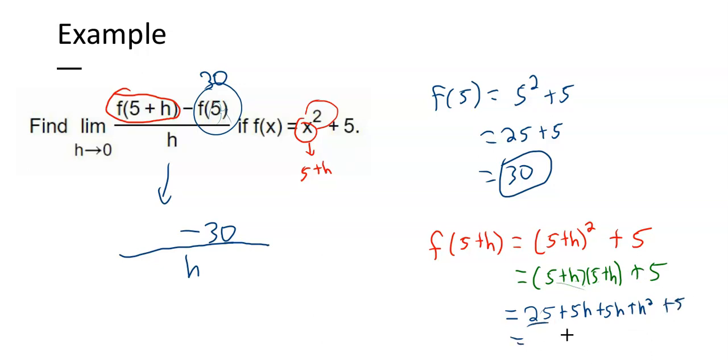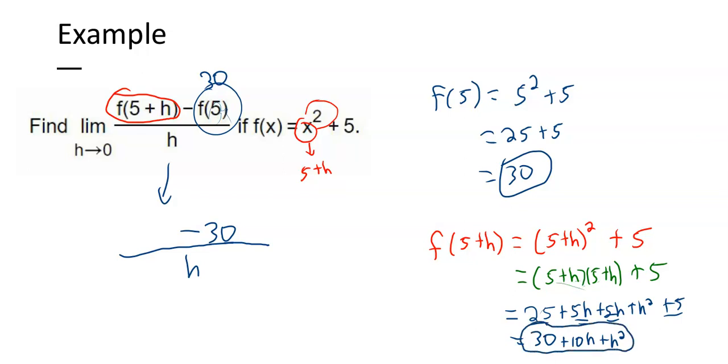And then we'll combine like terms, so the 25 plus 5 gives me 30. 5h and 5h gives me 10h. And then the h squared. It might seem weird to leave it in this order, but you can rearrange it if you want to and have it as h squared plus 10h. But I usually don't bother with it.